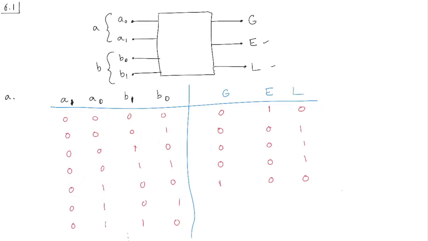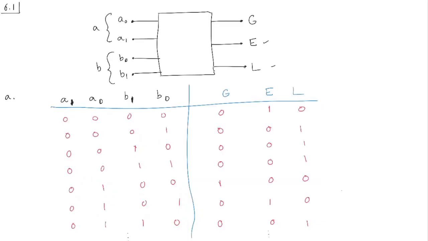So this is 1, A is 1, B is 1, and so they are both equal, which means that the output E is going to be 1, and then G and L are going to be 0 in this case. And the last case that we'll look at, and you can fill up the rest of the table, is A is 1 and B is 2. So B is greater than A, or A is less than B. So L is 1 and G and E are 0, and you can fill this table up. So that's the first part A of this problem.